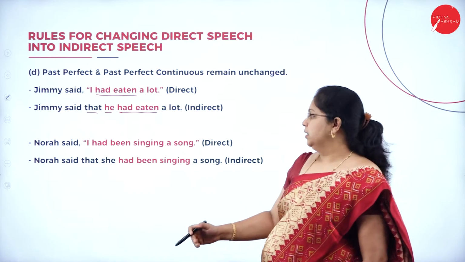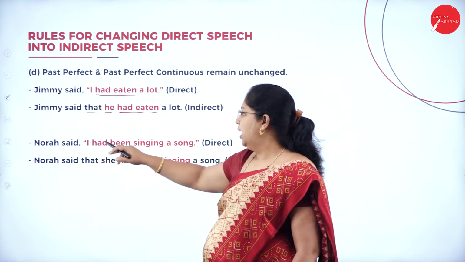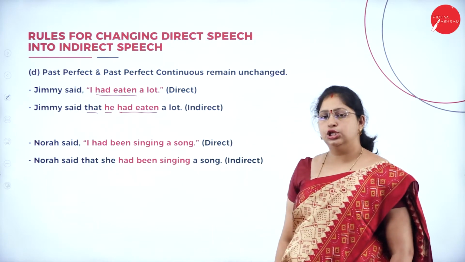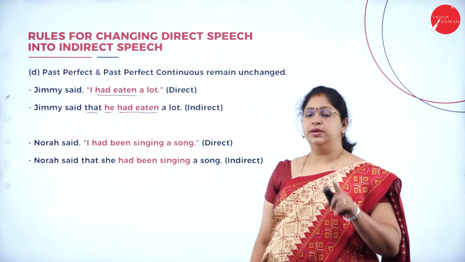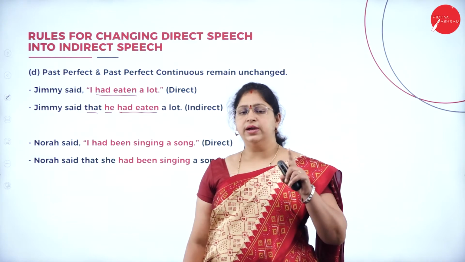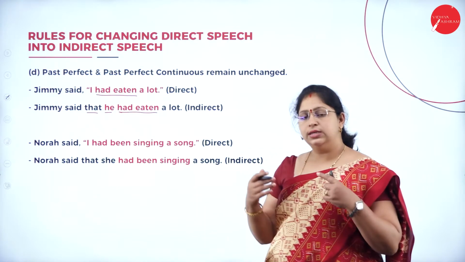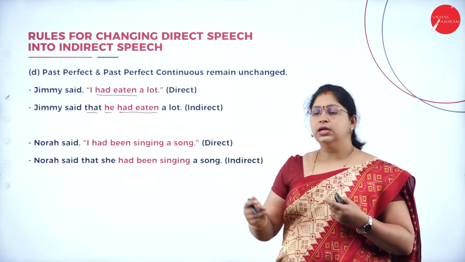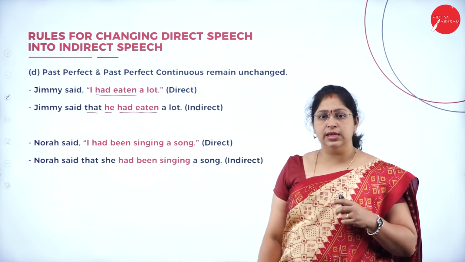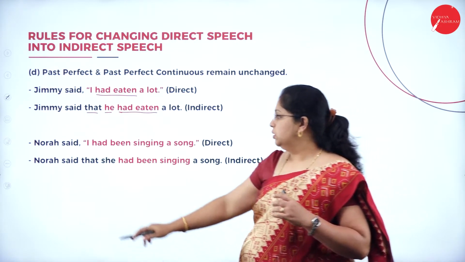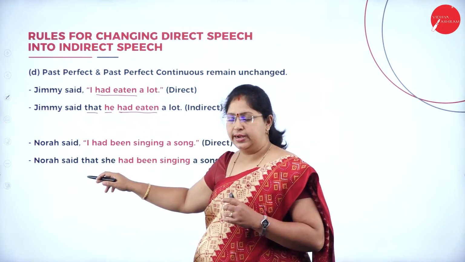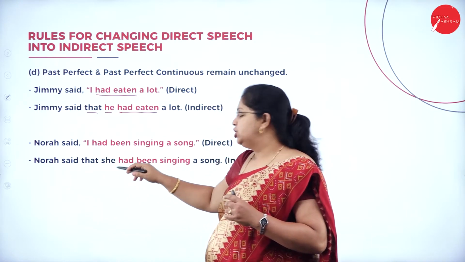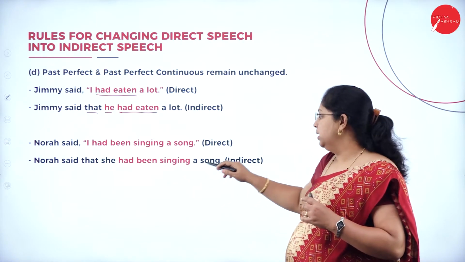Then Nora said, "I had been singing a song." I had been singing means this is past perfect continuous, right? So when it is in past perfect continuous, the rule says that we should not make any change there. So let us check. Nora said, the comma is removed, that is added. Nora said that she had been singing a song.